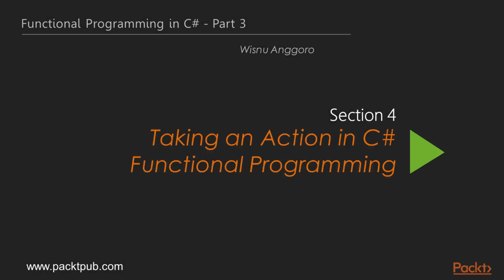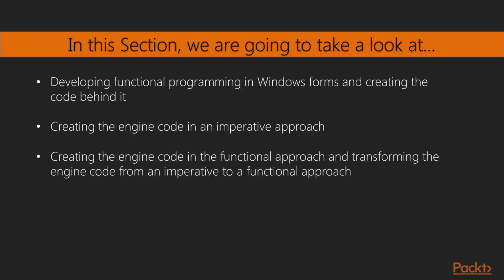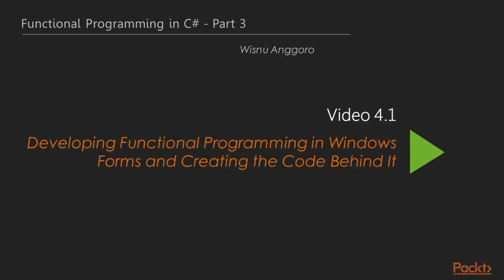Hi, welcome to the brand new section of the course, Taking an Action in C# Functional Programming. In this section, we will cover topics such as developing functional programming in Windows Forms and creating the code behind it, creating engine code in an imperative approach, and transforming the engine code from an imperative to a functional approach. So let's begin with the first video titled Developing Functional Programming in Windows Forms and Creating the Code Behind It.